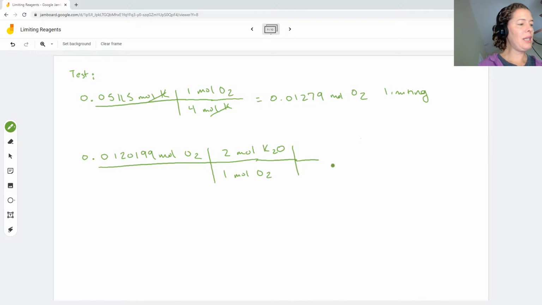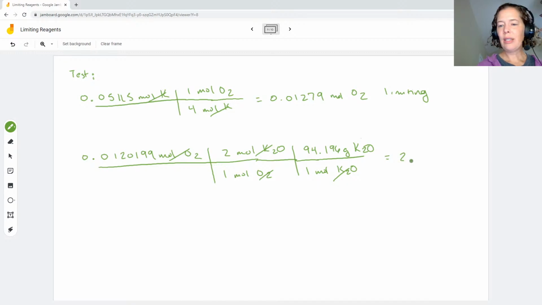And again, because I need to convert to grams, I need the molar mass. And that is 94.196. Okay, so my moles have canceled. My moles of potassium oxide have canceled. I have grams. And this is 2.4090 grams of potassium oxide, but let's do sig figs.